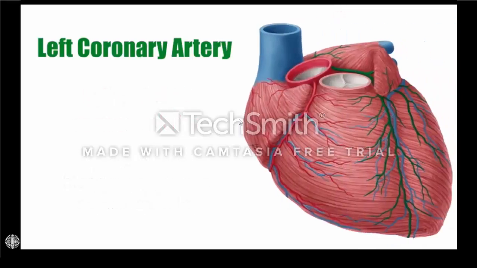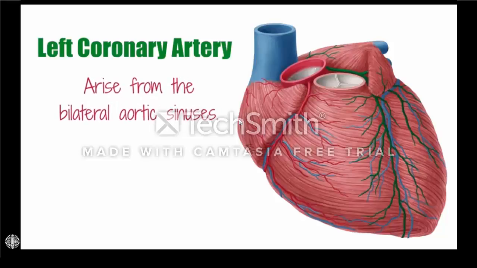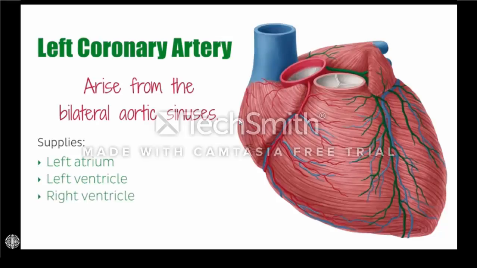The left coronary artery, along with the right, arises from the bilateral aortic sinuses, which are situated just distal to the aortic valve, and runs between the left atrium and the trunk of the pulmonary artery. It supplies the left atrium, a large portion of the left ventricle, a small portion of the right ventricle, the interventricular septum, and the sinoatrial node in approximately 40% of the population.